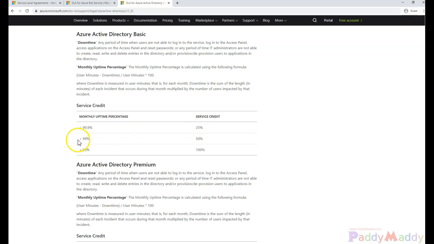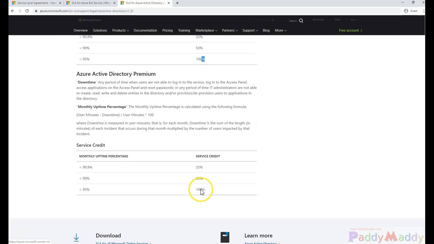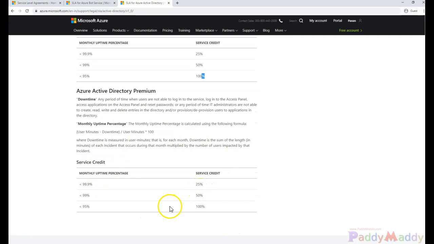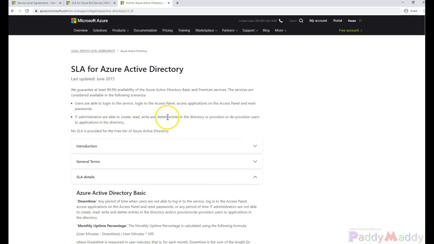And if the downtime is greater, with availability below 99 percent, you get 50 percent of that credit back. And if it is below 95 percent, you get 100 percent of the credit back. That's how they calculate, and that's the legal service Microsoft is offering you. So this way you can calculate and check each product.